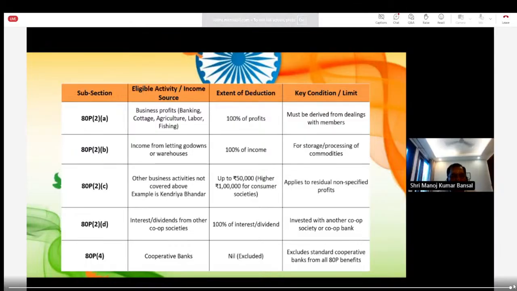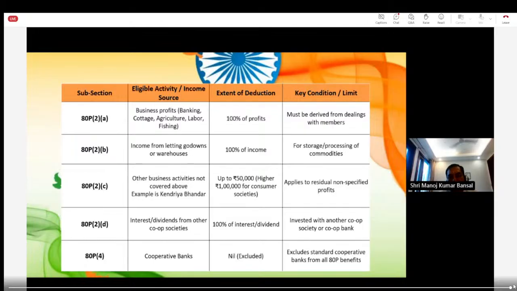Section 80P(2) is further divided into different subsections. 80P(2)(a), that is the business profit: banking, cottage, agriculture, labor, fishing, etc. Deduction allowed is 100%, but it must be derived from dealing with members. Now, suppose you are dealing with non-members, will 80P be available or not? No, it will not be available.